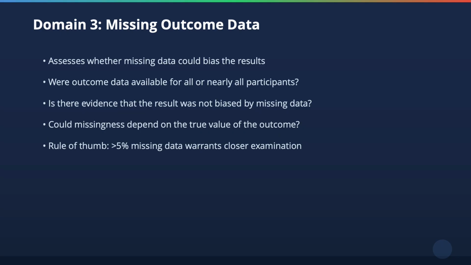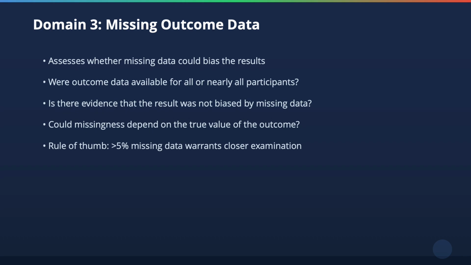Were data available for nearly all participants? If 95% or more have complete data, it is usually fine. Is there evidence the result was not biased by missing data? Could missingness depend on the true outcome value?